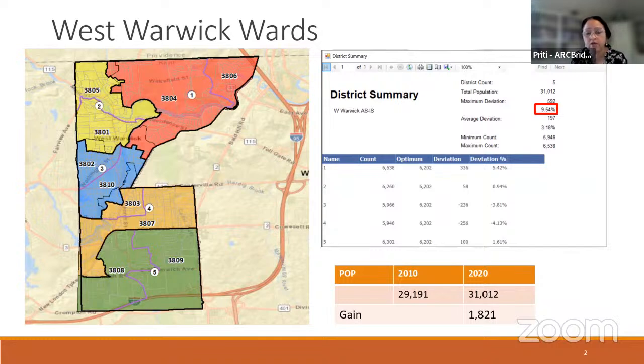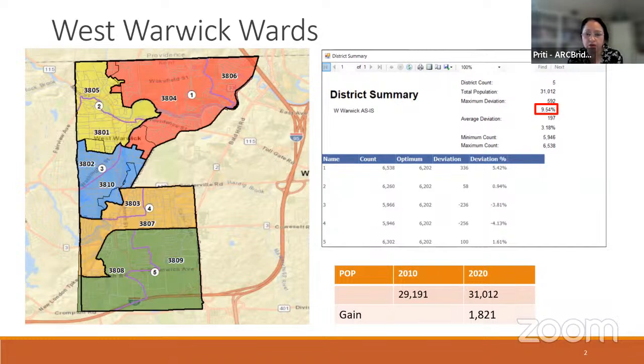Now this number, the law requires that this maximum deviation should be under 10%. So technically you have a plan which can work. The only thing is it's sitting very close to 10%. So while we have the opportunity and the data is released, we figured let's look at alternate plans and see what can be done.